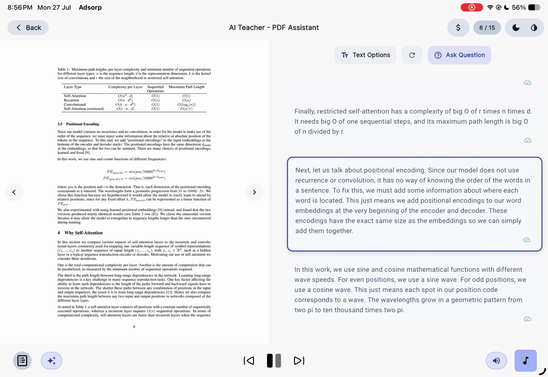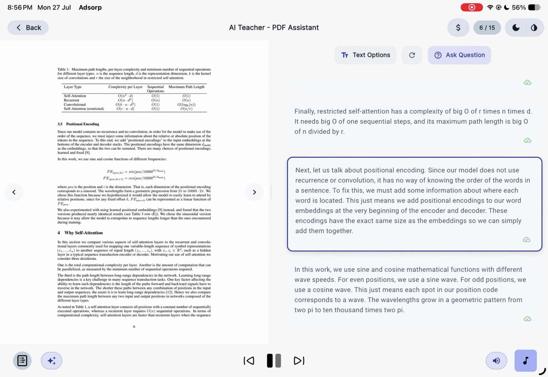In this work, we use sine and cosine mathematical functions with different wave speeds. For even positions, we use a sine wave. For odd positions, we use a cosine wave. This just means each spot in our position code corresponds to a wave. The wavelengths grow in a geometric pattern from 2 pi to 10,000 times 2 pi.